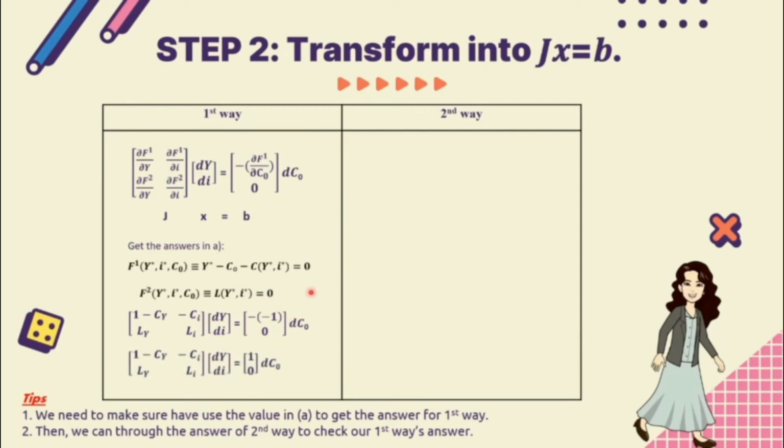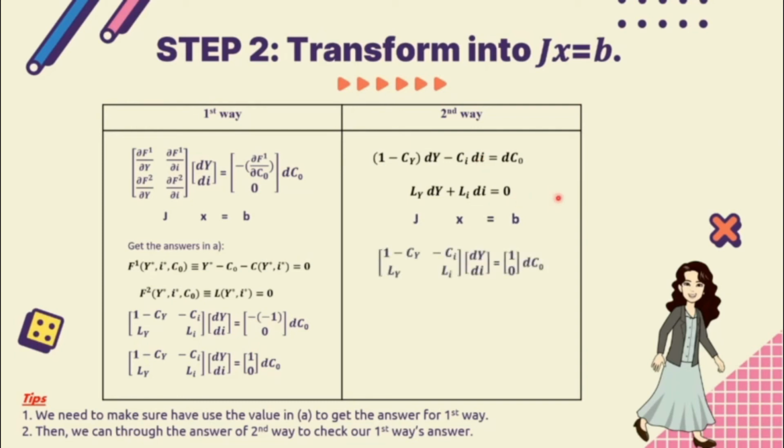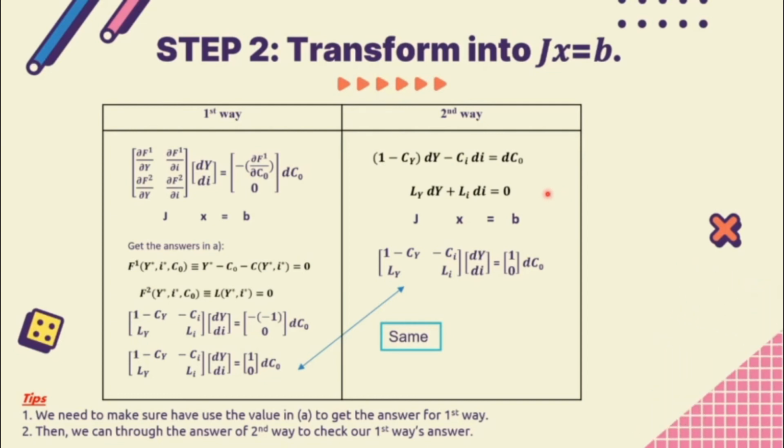Next, we try the second way. Then, we need to reference the equation in the first step. Separate the Jx equals B and insert it into the matrix form. We will get the answer like that. Actually, we can check whether our two answers are the same or not. If the same, it proves our answer is correct. So, we can turn to the last step.